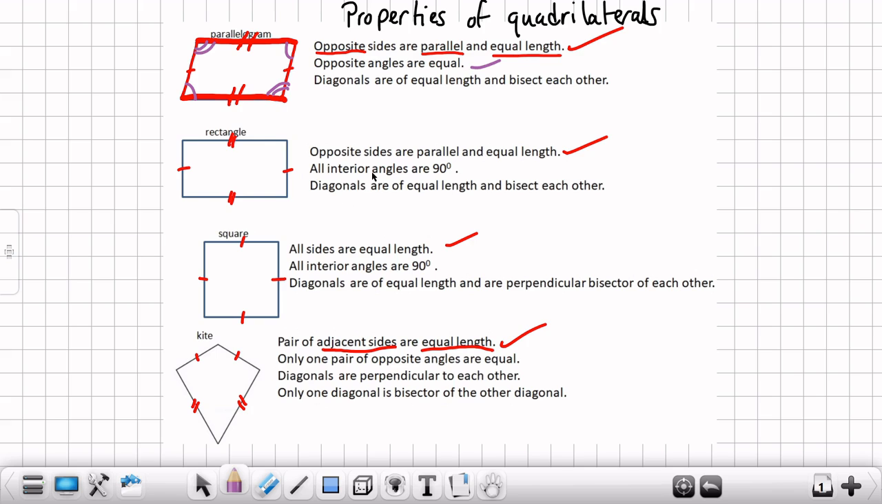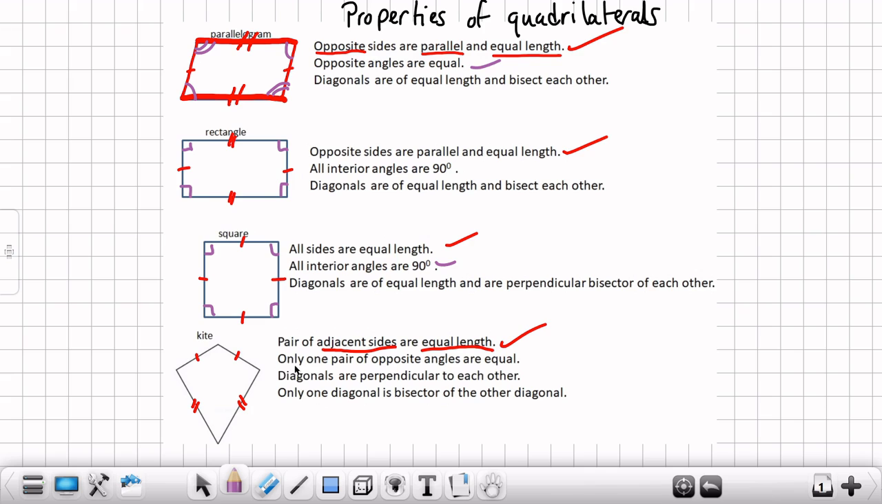For the rectangle, all interior angles are 90 degrees. Interior means inside the shape. All interior angles are 90 degrees. So this one is a right angle, right angle, right angle, right angle, 90 degrees. Just like the corners of a page, book, wall, right? Same for the square, all interior angles are 90 degrees.